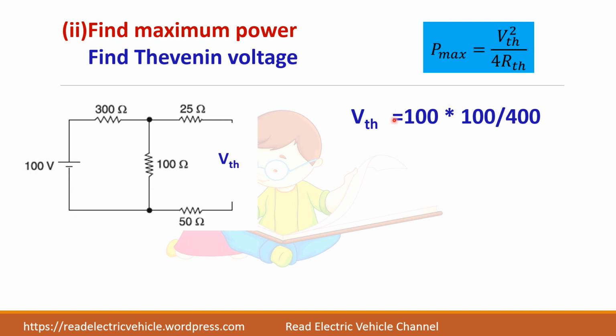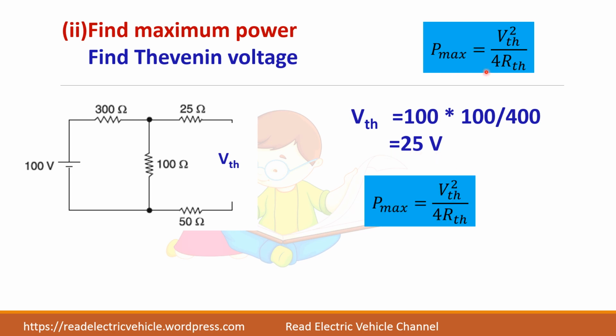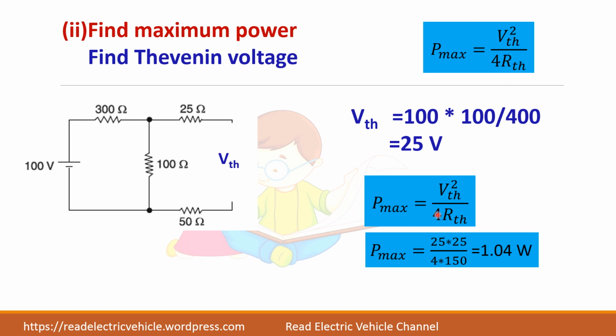So VTH is equal to this total voltage into this resistance divided by the total resistance. Because for the 25 ohms and 50 ohms there is no current, because the circuit is open. So we are finding the voltage across 100 ohms. So that comes around 25 volts. So what is the P max formula? Substituting, 25 squared divided by 4 into RTH, which is 150. So this is the power, the maximum power delivered to the load.